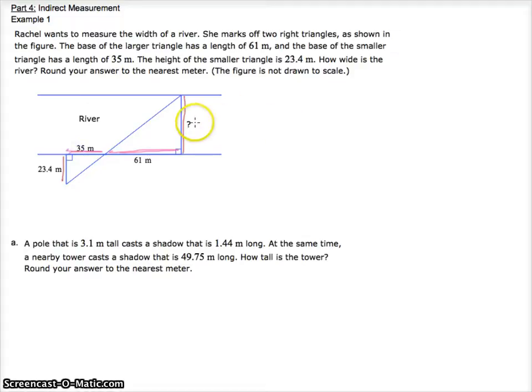So I'm going to start off, and I'm going to make the question mark equal x, so I have something to solve for. So I'm going to start off with x over 23.4 equals, and my big triangle's on top, so my 61 has to go on top, 61 over 35. Now I'm going to multiply away, and I get 35x equals 61 times 23.4. And that gives me 1,427.4.